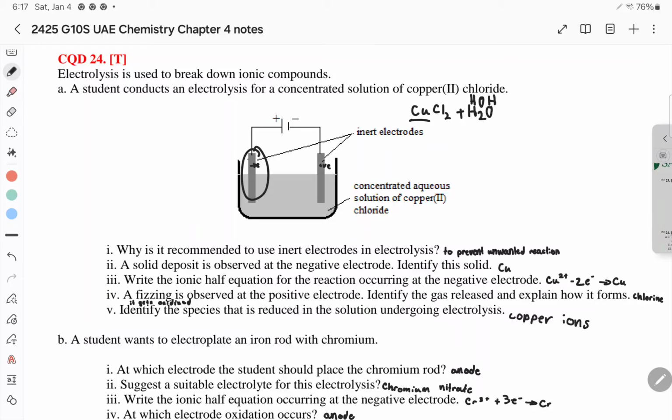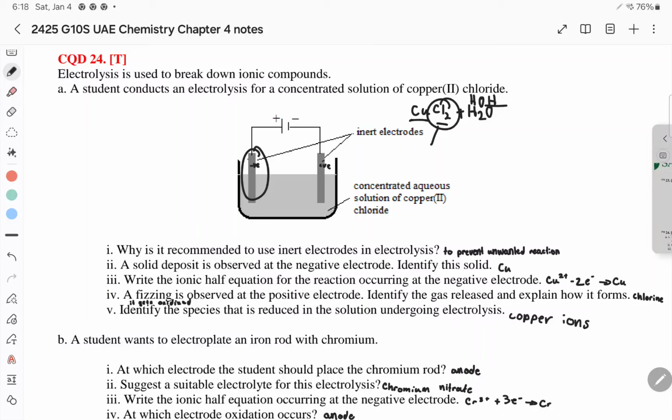Now, a fizzing is observed at the positive electrode, at the anode. Identify the gas released and how it forms. Between Cl2 and OH, we know that Cl2 is going to form the gas. It's not OH, because Cl has a higher tendency than OH. Since Cl2 forms the gas, it's chlorine gas, because that's what you have in the equation, and it gets oxidized, and that's how it forms, because it's at the anode.